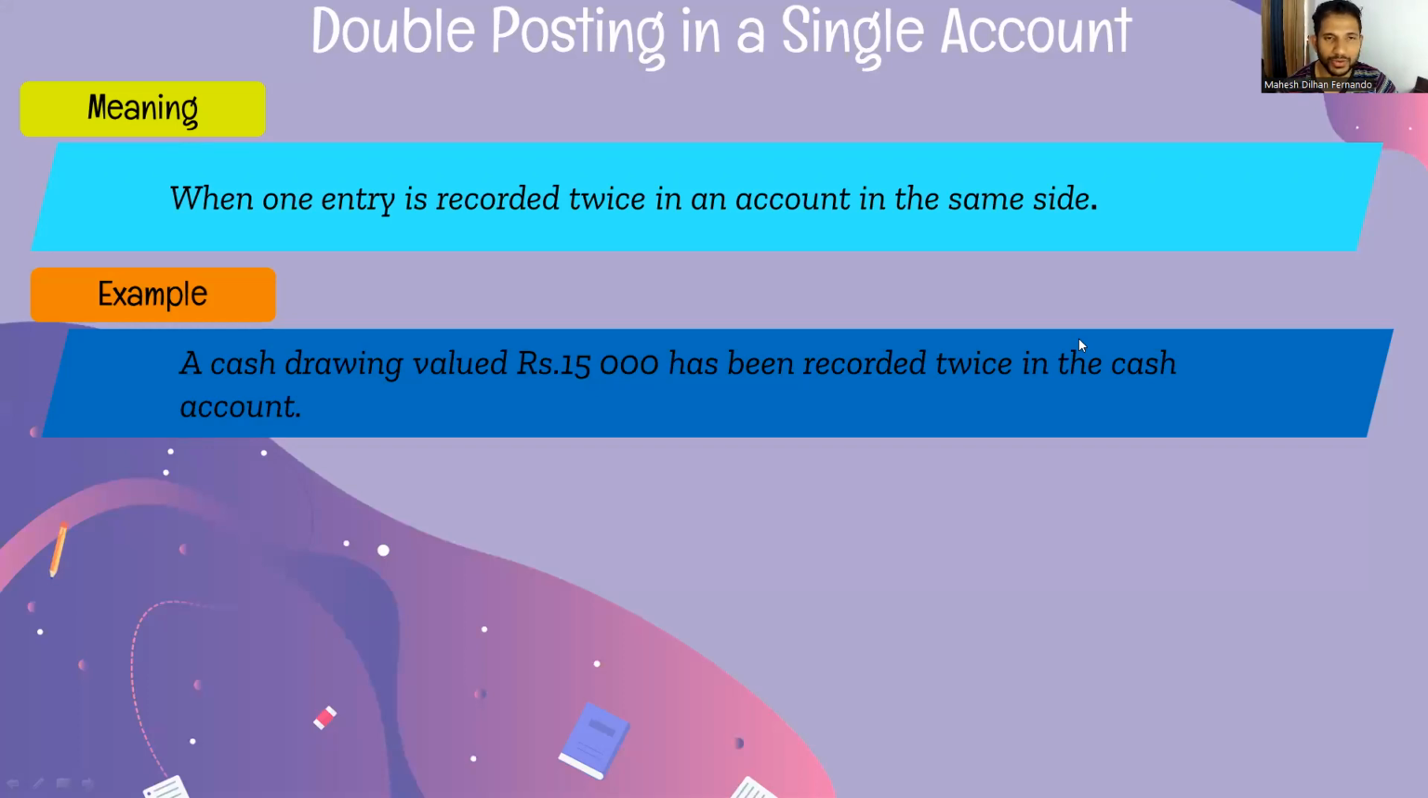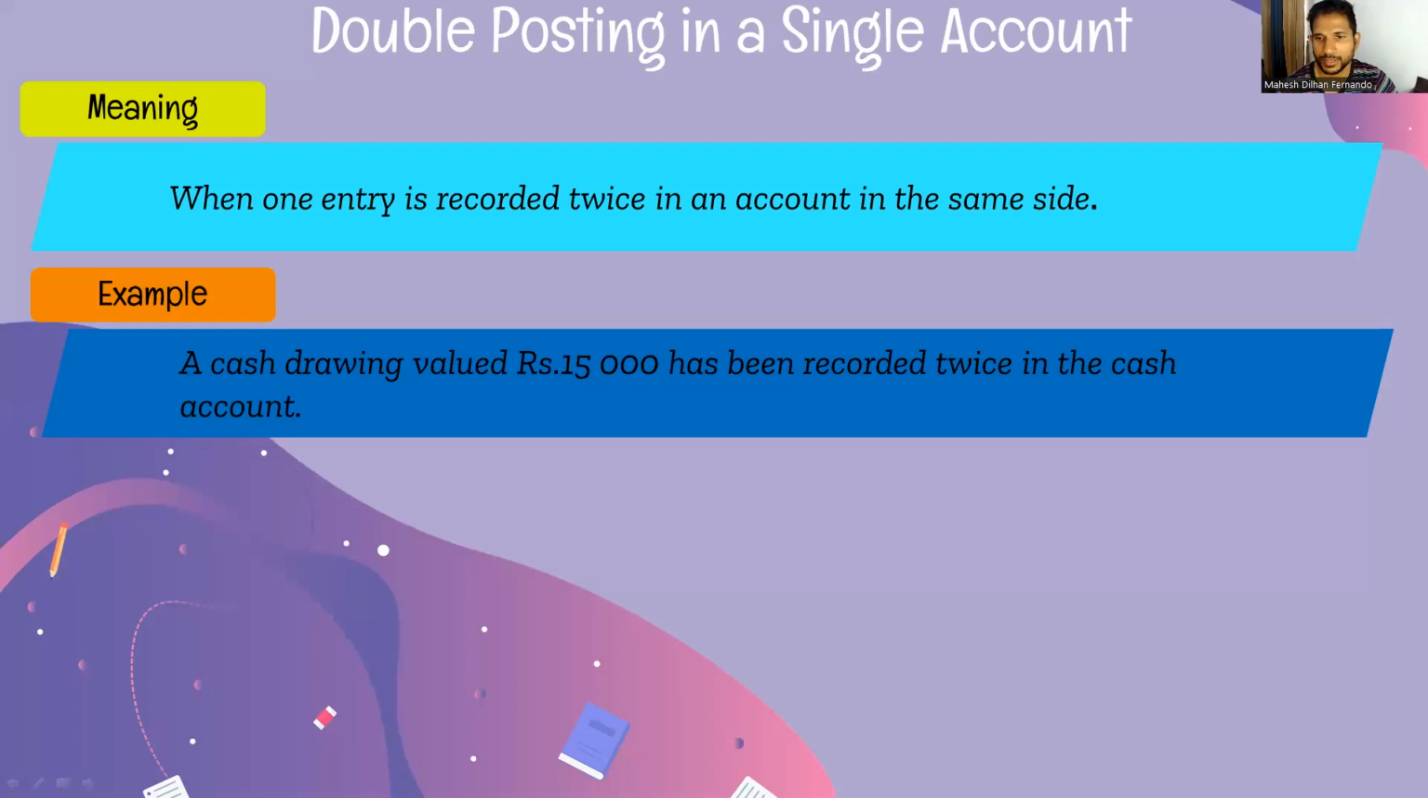A cash drawing valued 15,000 has been recorded twice in the cash account. Let's move to this one. Once again, read the example: a cash drawing 15,000 has been recorded twice in the cash account.